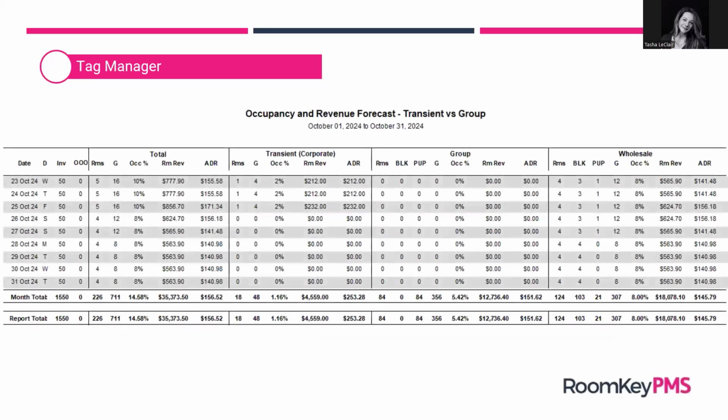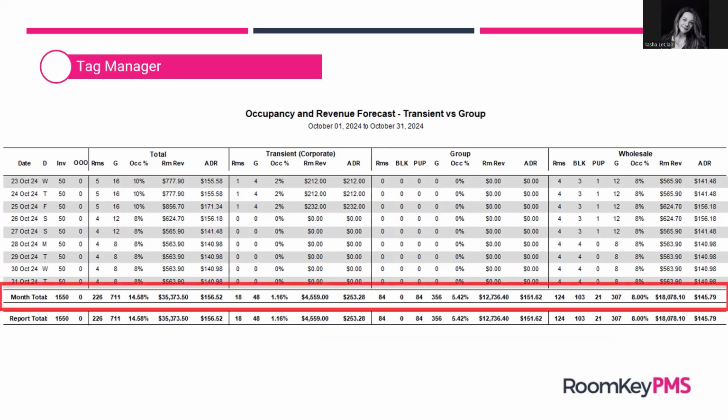The first example I have here is the occupancy and revenue forecast report without any tags. All of these reports are looking at forecasts for the month of October. Without any tags, my month total information is summarized at the bottom of this report. It lets me know the total amount of all reservations. That includes group, tour, corporate and transient guests. That total appears in the first grouping.